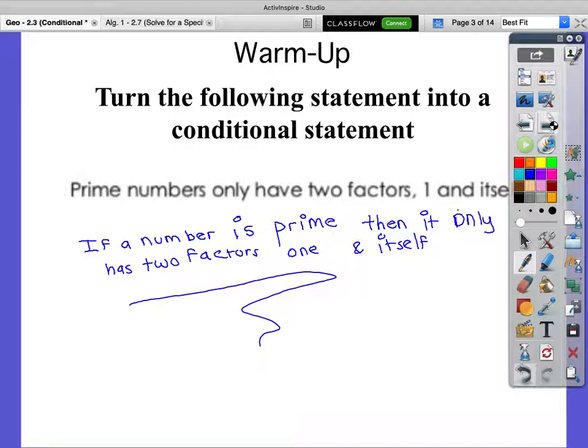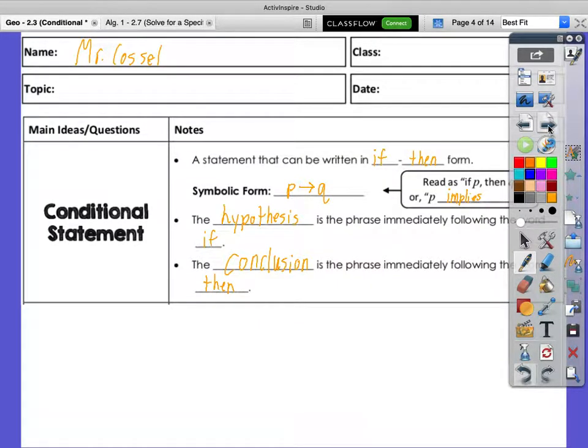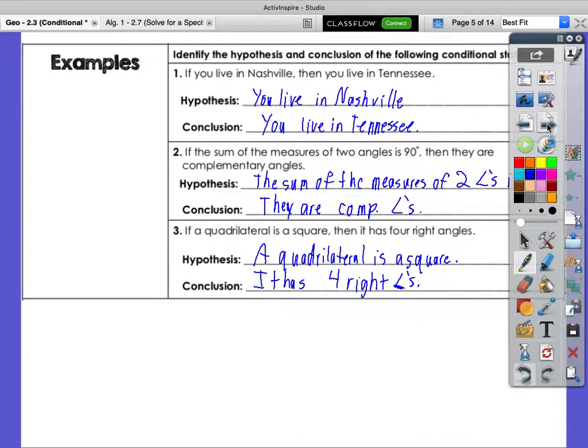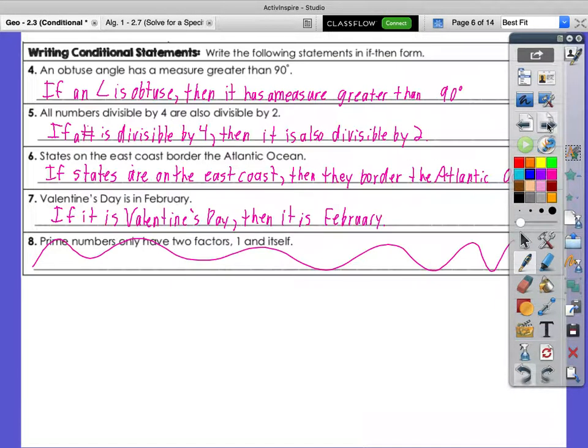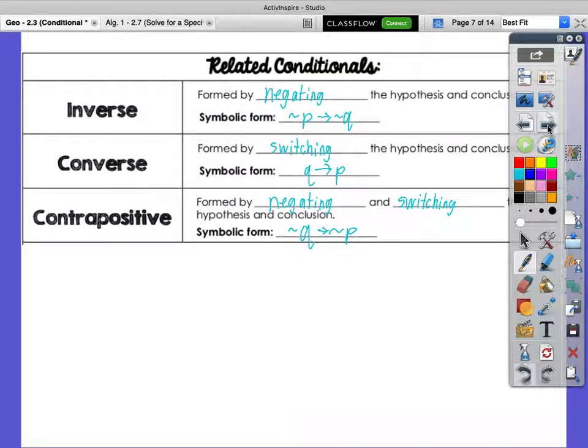So let me review where we've been. We started off with the conditional statements. Those are if-then statements with our hypothesis and conclusion. Then we had some examples of that. Then we turned sentences into if-then statements, and we did that in our warm-up. Then we talked about related conditionals. We talked about our inverse, which was negating both the P and the Q. The converse, switching the order. And the contrapositive, which is both negating and switching.